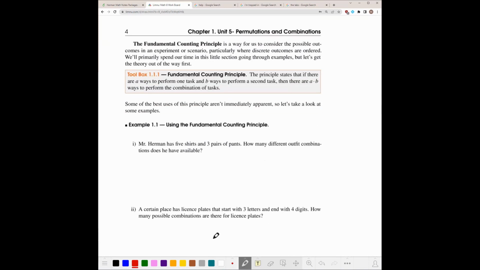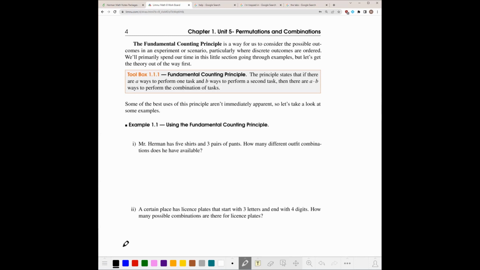And that principle, or definition for right now, this is kind of not the perfect definition, but I don't care. You're in Math 30-1, not university. The principle states that if there are A ways to perform one task and B ways to perform a second task, then there are A times B ways to perform the combination of tasks. Cool. So that comes up a lot in trying to find out combinations of things.